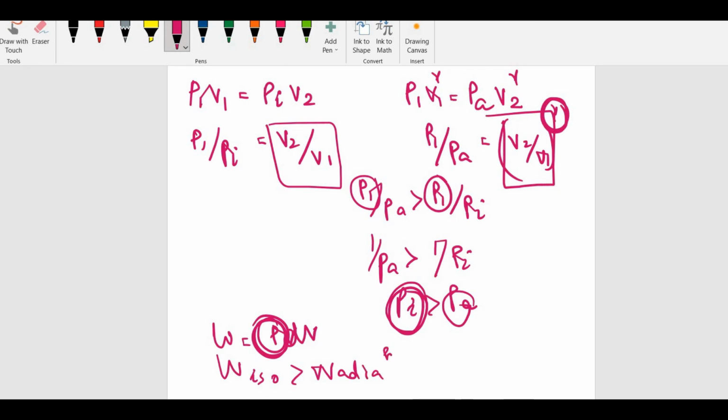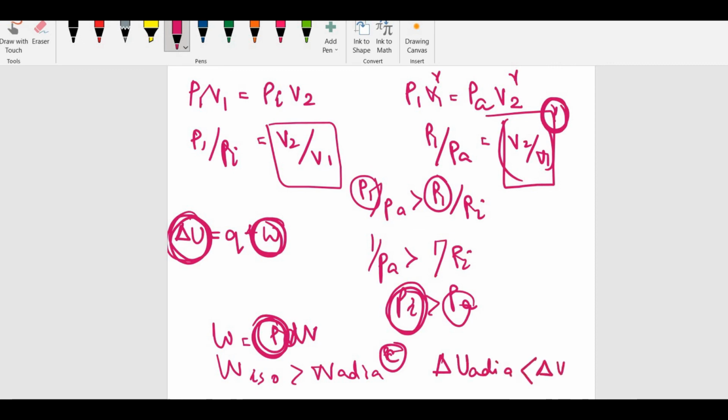Now option number D is also correct. Why? Because of the first law. The first law states that internal energy is equal to heat plus work done. So internal energy is dependent on work done. So if work adiabatic is less than work isothermal, then obviously delta U adiabatic will also be less than delta U isothermal. So that brings us to option number D. So what have we got? We have got A, C and D options absolutely correct.